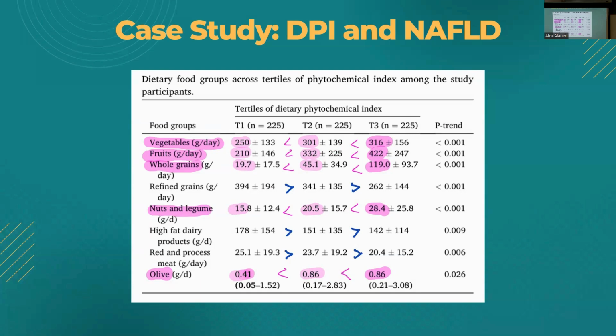Most of these studies use the dietary food groups that are high in phytochemicals to rank this. I highlighted some that are very important, such as vegetables, fruits, whole grains, nuts, and olives, as well as olive oils. Then it's separated by your consumption amount.